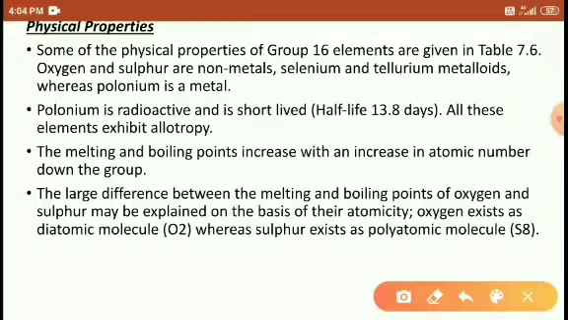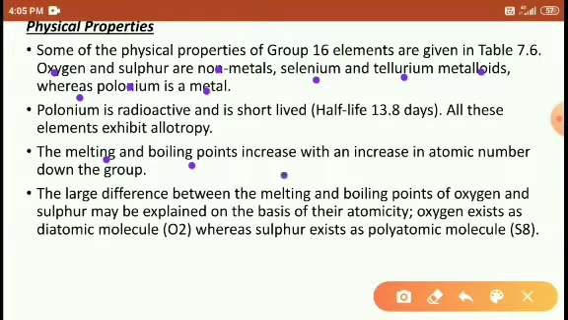Physical properties: group 16 elements. Oxygen and sulfur are non-metals. Selenium and tellurium are metalloids. Polonium is a metal because the element at the bottom is always a metal. Polonium is a radioactive element. Already I told you polonium is formed by the disintegration of uranium. So that's why it is a radioactive element.